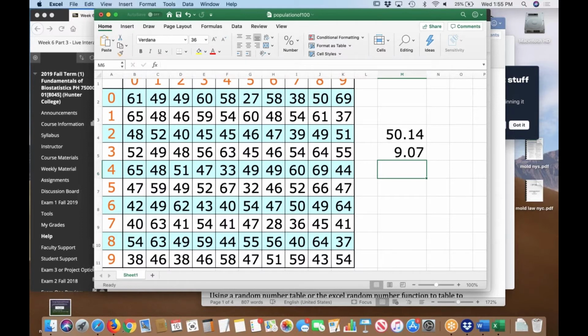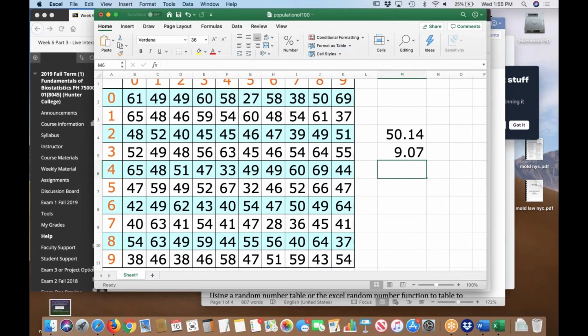It tells us that, if this population is actually normally distributed, it's likely that 68% of the people in this population are going to have a value here between 41 and 59. Why is that? Because the empirical rule tells us one standard deviation below the mean to one standard deviation above the mean would represent about 68% of the population.